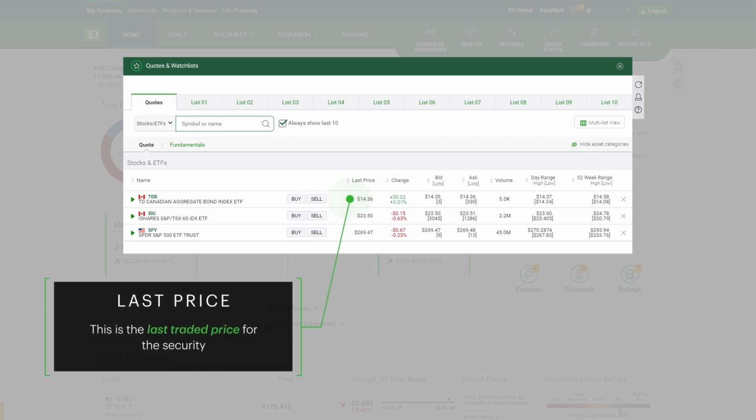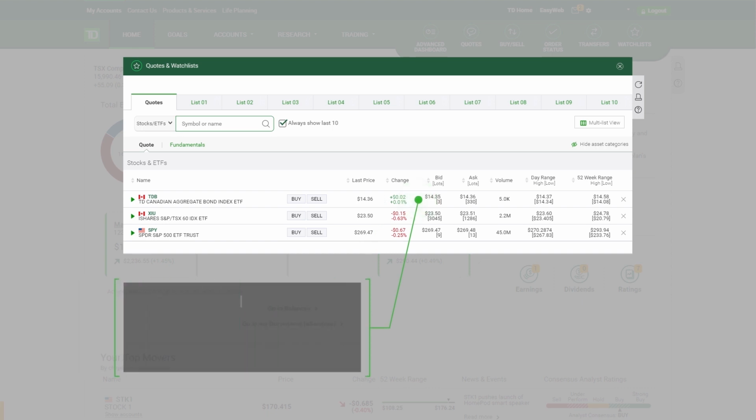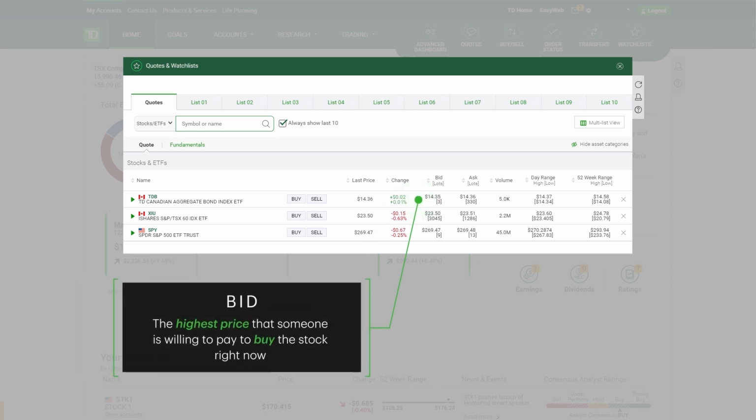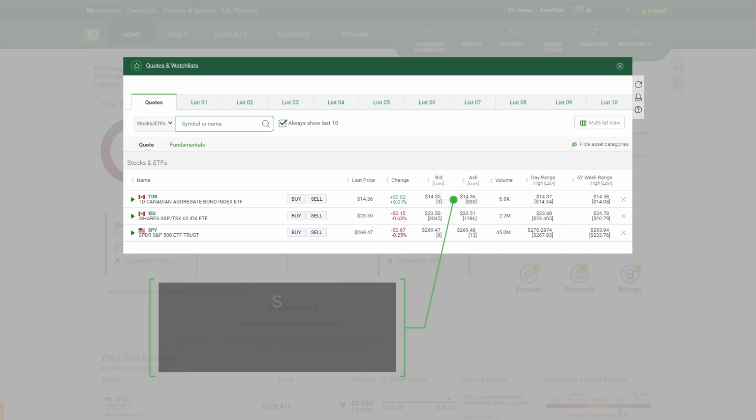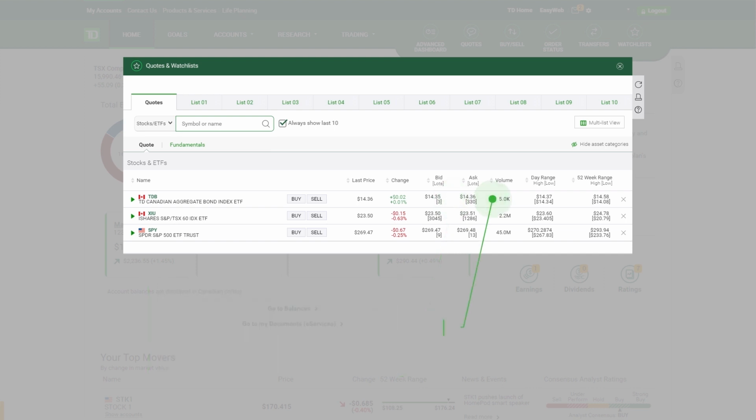Last price. This is the last traded price for the security. Change. The difference between the current price and the price from the previous day at the time of market close. Bid. The highest price that someone is willing to pay to buy the stock right now. Ask. The lowest price that someone is willing to accept for the sale of the stock right now.